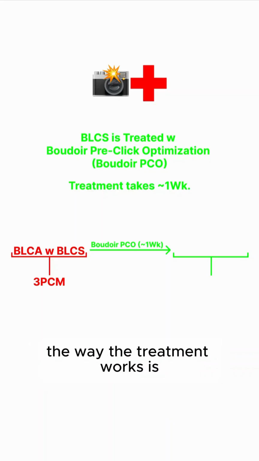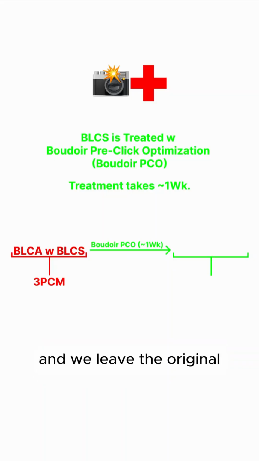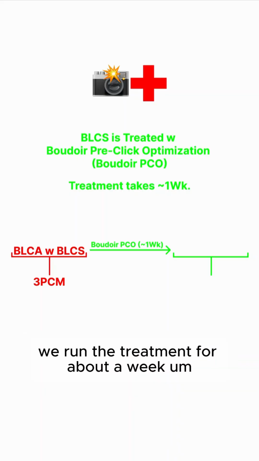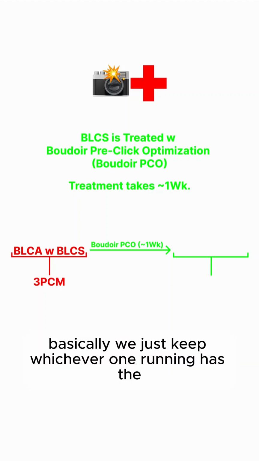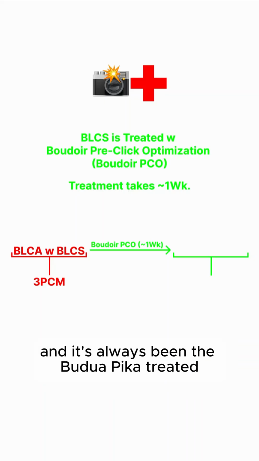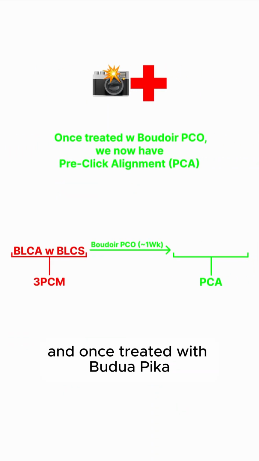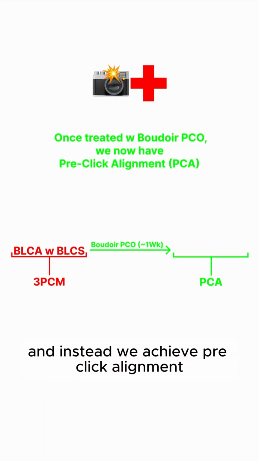The way the treatment works is we duplicate the current Boudoir Facebook ad, and we leave the original. We apply the treatment on the duplicated one and run it for about a week. After about a week, we just keep whichever one has the highest metrics, and it's always been the Boudoir Pico treated ad that ends up with the highest unique CTR all. Once treated with Boudoir Pico, we now have pre-click alignment, PCA. So we get rid of the 3 pre-click mistakes, and instead we achieve pre-click alignment.